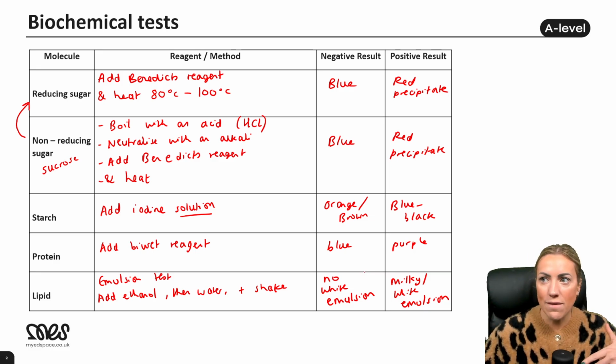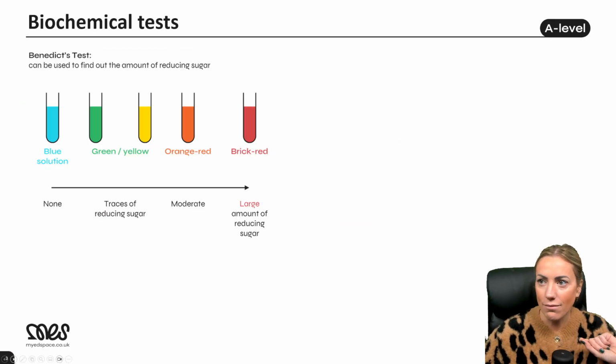So once we've got our biochemical tests, I wanted to just add on a little bit more for A level. So let me show you this. When we do the Benedict's test, whether this is for a reducing or a non-reducing sugar, as I said before, you can get different colours based on the concentration of reducing sugar that is in your solution. And if you get a lot of red precipitate, it will look brick red. If you get slightly less, it will look orange. If you get even less, it will look yellow, or maybe even a bit green. So you get this kind of range of different colours based on the concentration of reducing sugar or non-reducing sugar.